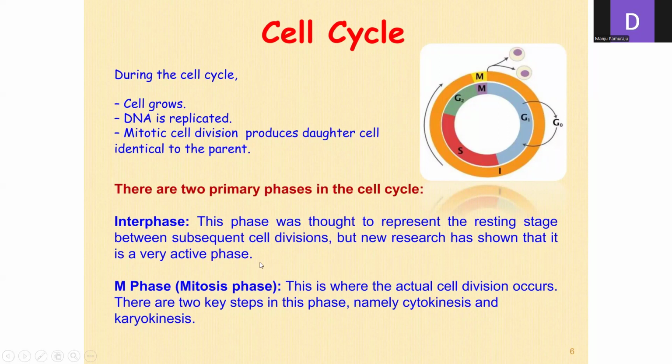So we think that interphase is a resting phase, but many metabolic activities take place during the interphase. The next one is the M phase. This is where the actual cell division occurs, and there are two key steps in this phase, namely cytokinesis and karyokinesis. Cytokinesis means cell division and karyokinesis means nuclear division.